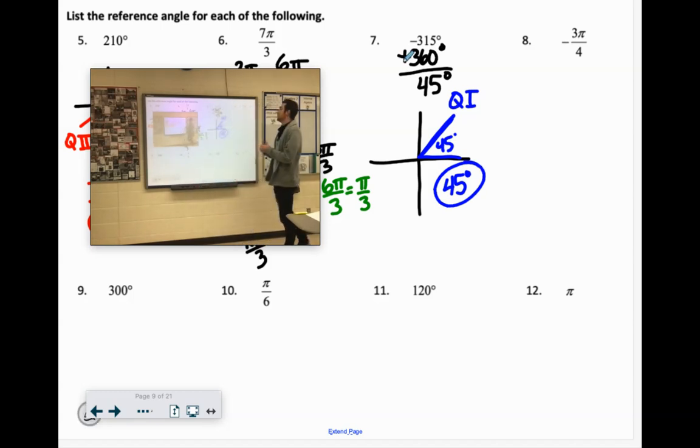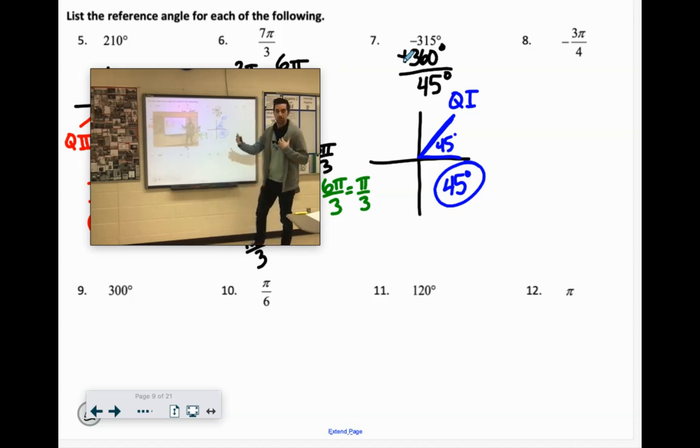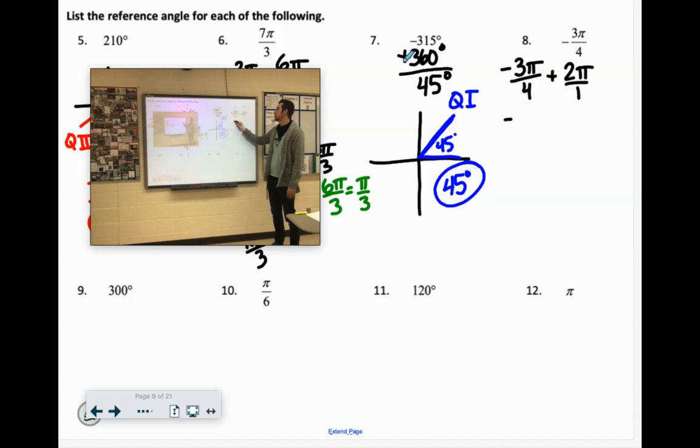All right, negative 3 pi over 4. Again, I just want to have a positive angle to work with. So I'm going to find a positive coterminal angle. So I'm going to add 1 full rotation here. And remember, 1 full rotation is 2 pi. But we're going to have the same denominator. So if they were both fourths, this would be 8 pi over 4, which would give us 5 pi over 4.